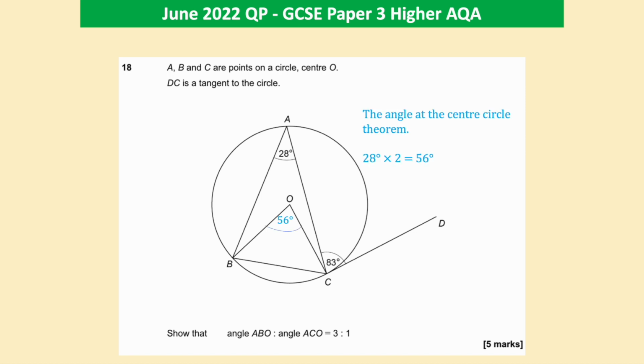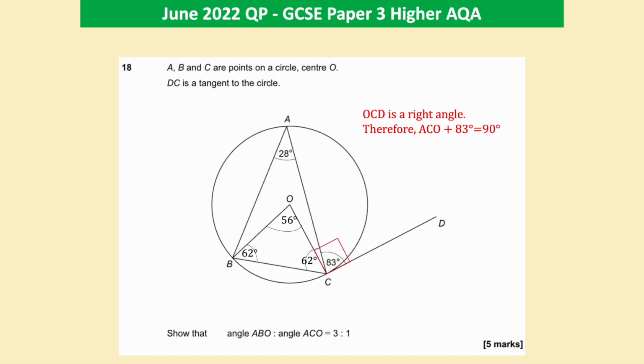Additionally, because the two sides of the BOC triangle, OB and OC, are the radius of the circle, we know that this is an isosceles triangle, and so OBC and OCB angles will be the same. To work them out, it's 180 minus 56 divided by 2, which is 62 degrees. And so OBC and OCB are both going to be 62 degrees.